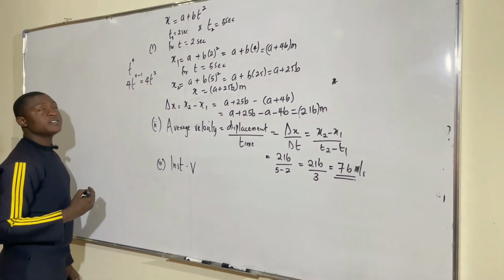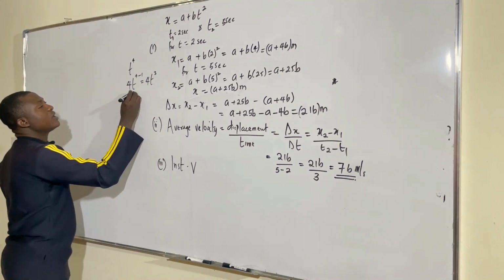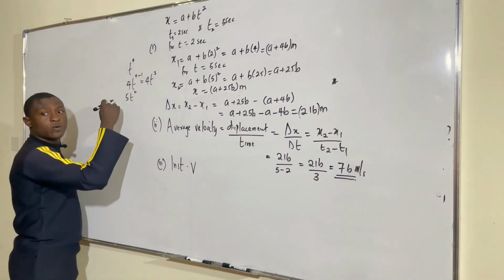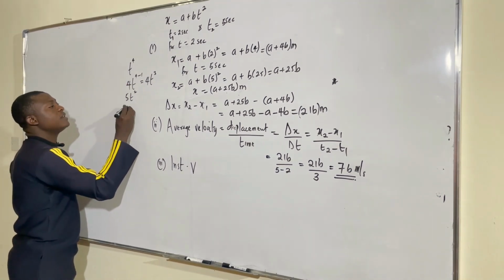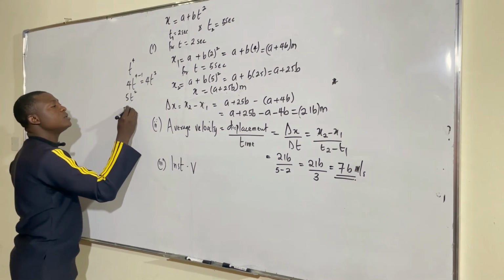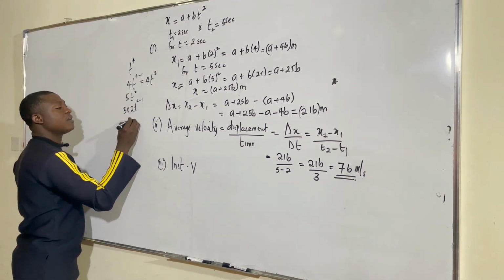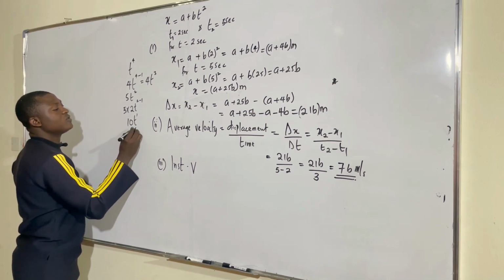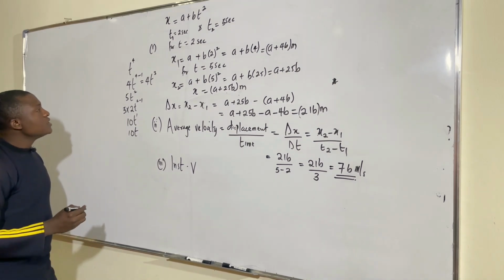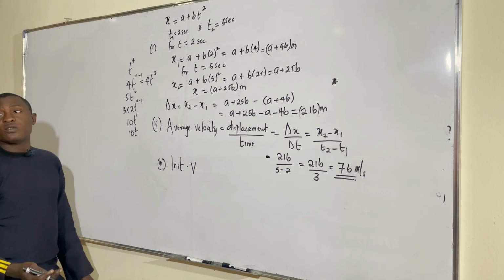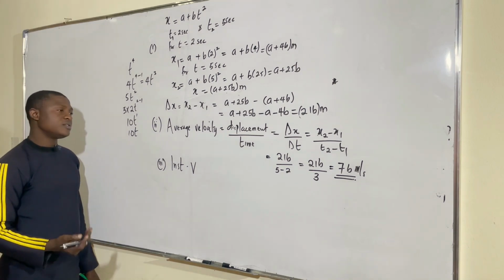Let's say I want to differentiate 5t squared, for example. The 5 will come forward, and the 2 will come forward. So 5 times 2t to the power 2 minus 1. So 5 times 2, and we have 10t to the power 1. So that one is equivalent to 10t. And the differential of a constant is nothing but 0.